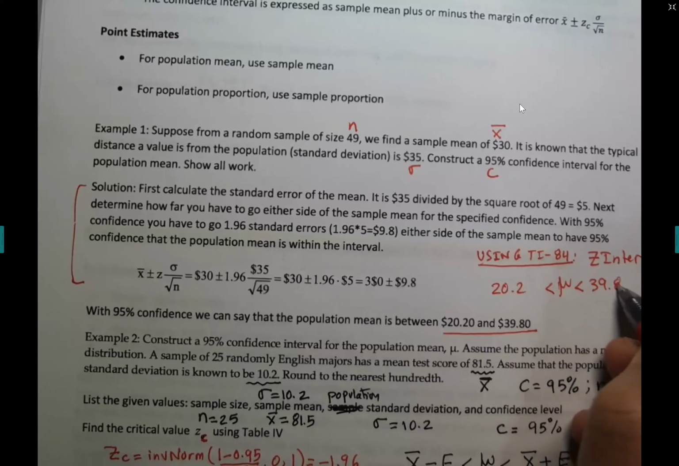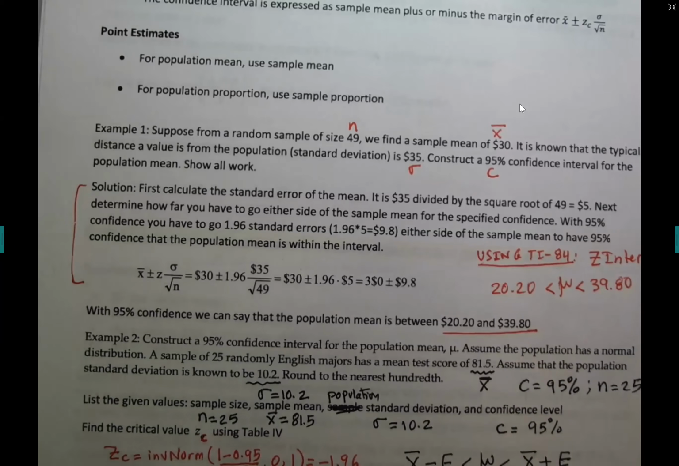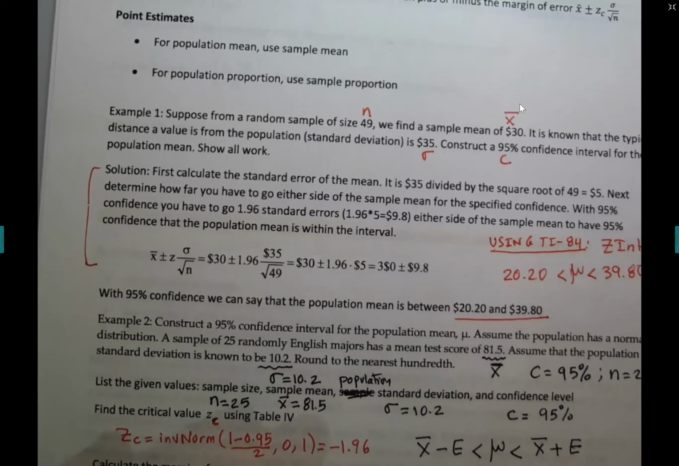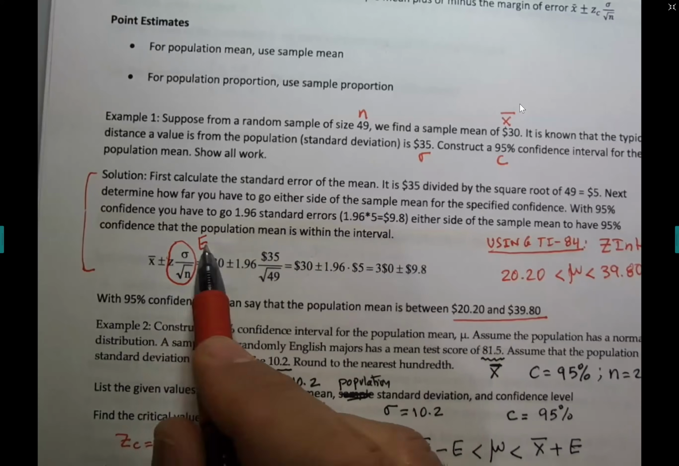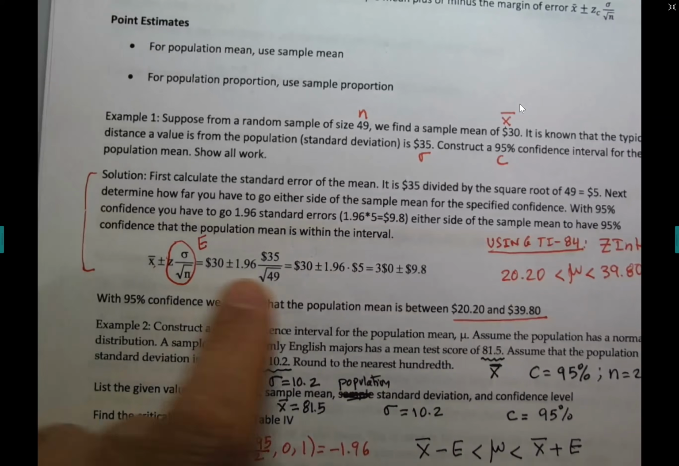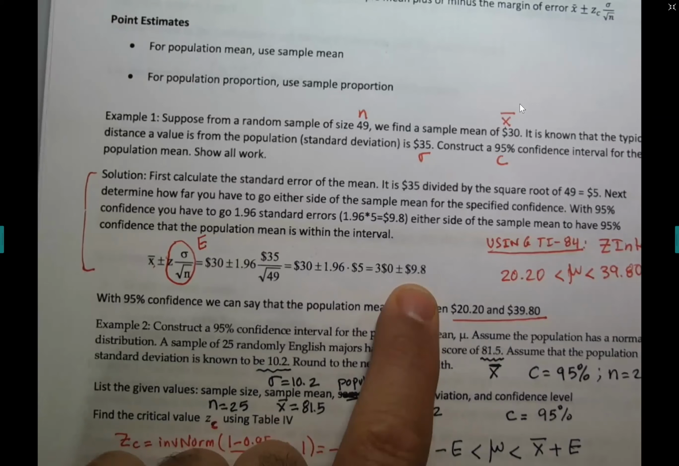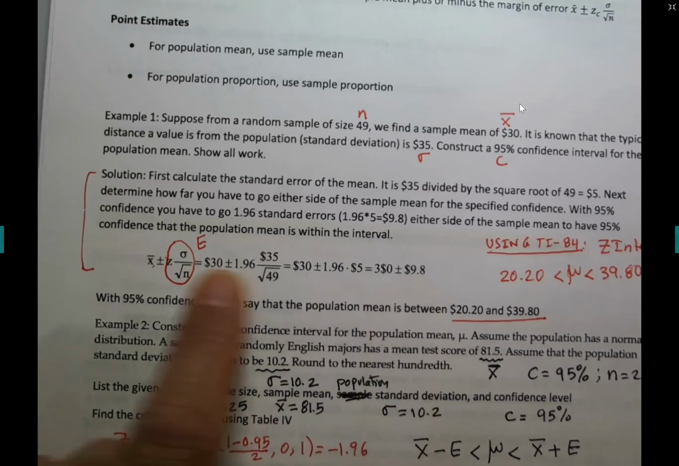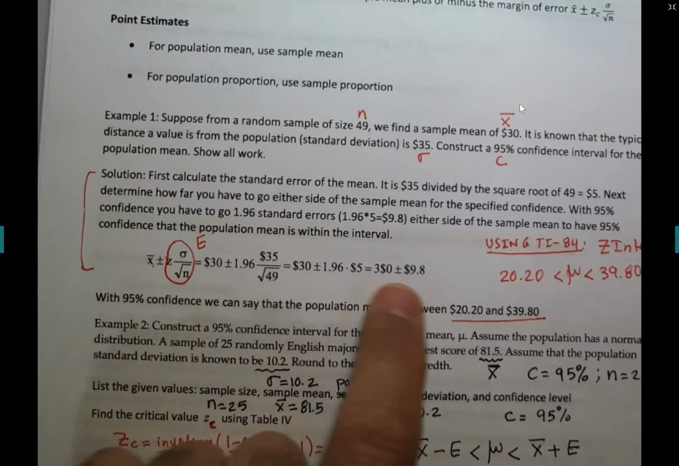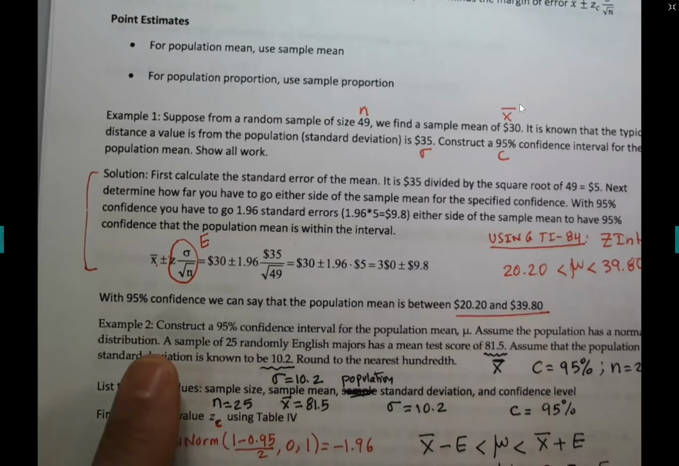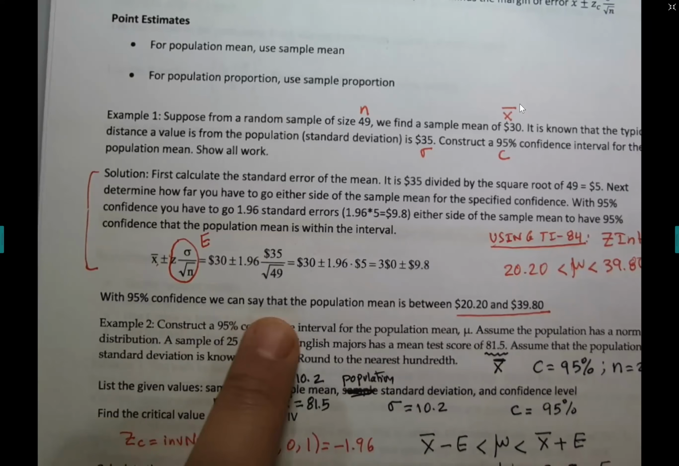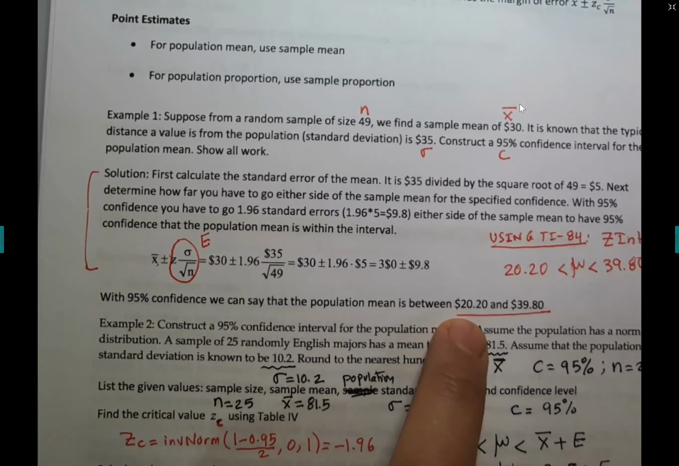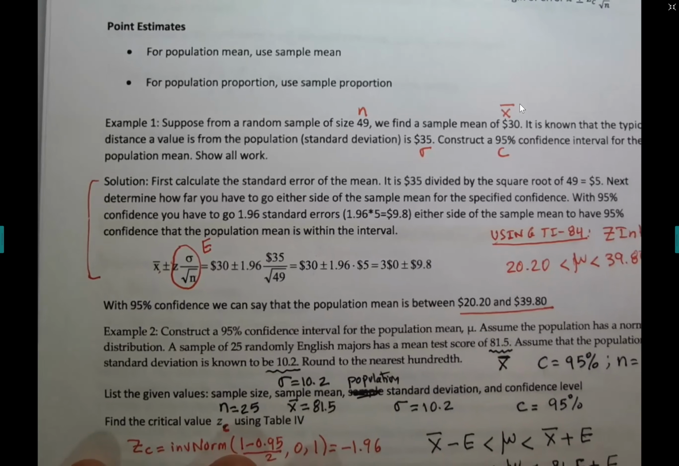So what's your preference, using the calculator or showing the work? And if to show the work, guys, you just need to find E. This is E, that's it. And then you add it to X bar and you subtract it from X bar. I did it all together, but E will turn out to be 9.8 if you are to find E. And then you do 30 minus 9.8 and 30 plus 9.8, and you get the interval. And look at the statement, guys, you have to learn how to write the statement. With 95% confidence, we can say that the population mean is between $20.20 and $39.80.